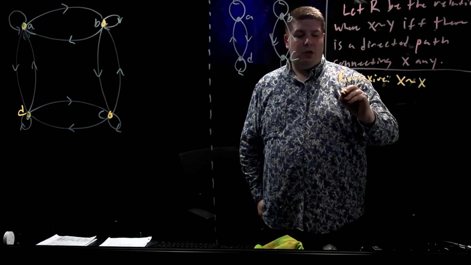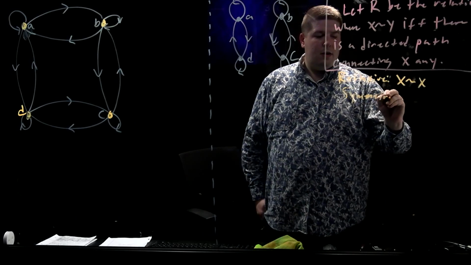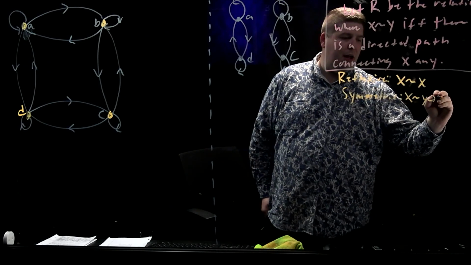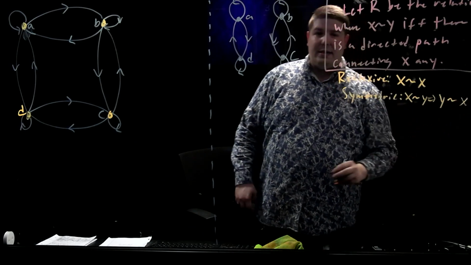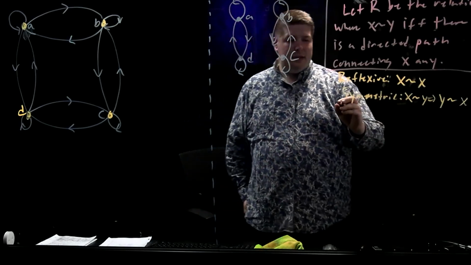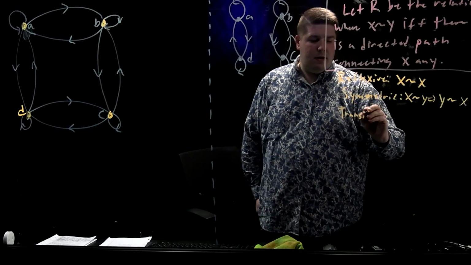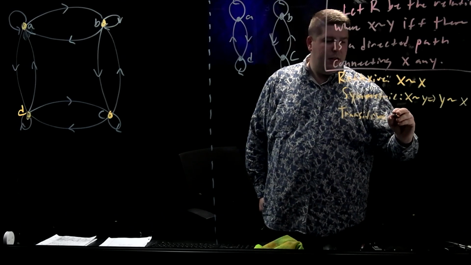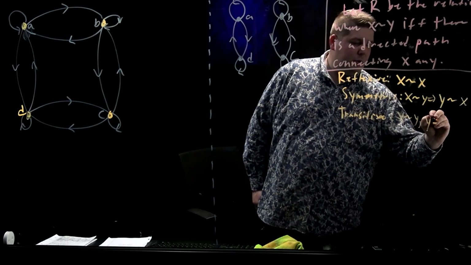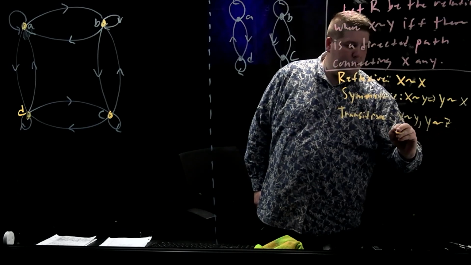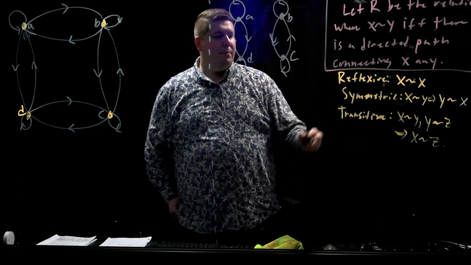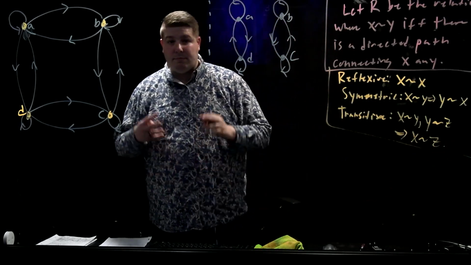It is also symmetric if X relates to Y implies that Y relates to X. So you're given X is related to Y, and you want to find, does that mean Y is related to X? And it's transitive. So you're given X is related to Y, and Y is related to Z. So you want to show then that X is related to Z. So all that is what you're trying to find.